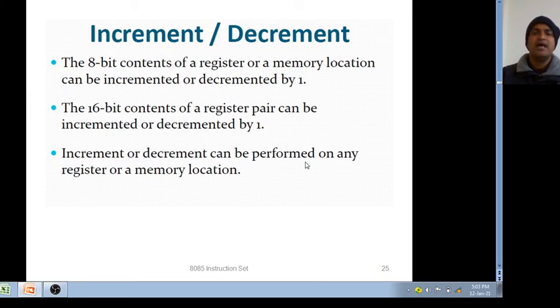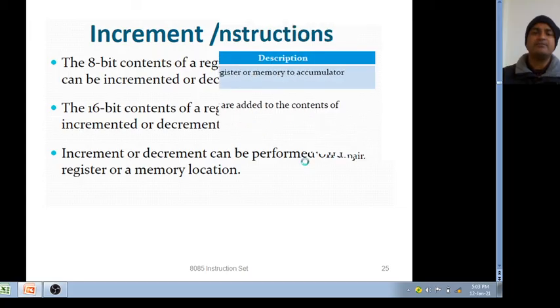And there are increment and decrement. Suppose you have to increment or decrement by 1, you will perform the increment or decrement operation, and it can be performed on an 8-bit register, on a memory location, or on a register pair. Similarly, in case of decrement.